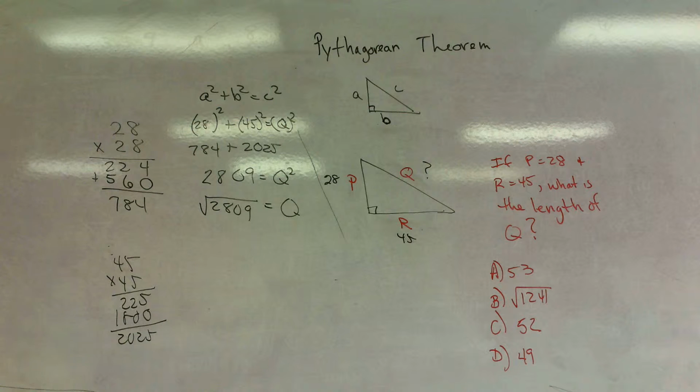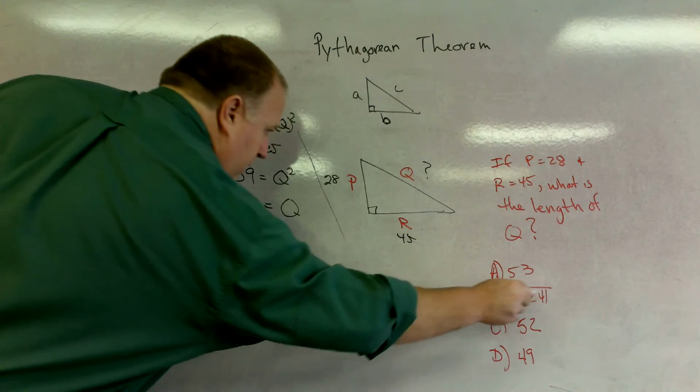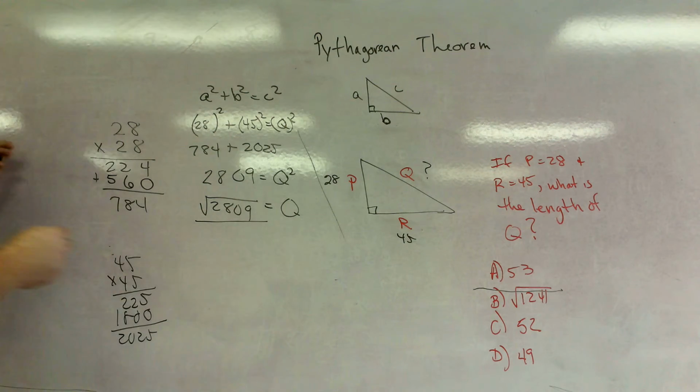Now, taking that square root without a calculator, it's a pretty difficult task. But the state test does something for you that makes this problem much, much easier, and that is their multiple choice. Okay? So one of my multiple choice is a square root. It's the square root of 1241. So I know that b, the square root of 1241, is not correct because I need the square root of 2,809.